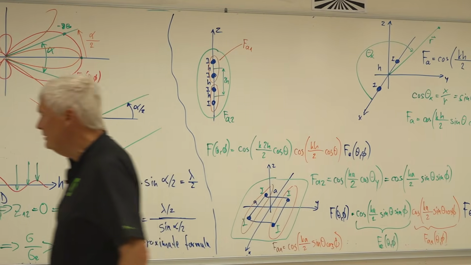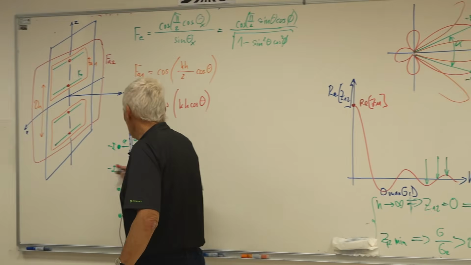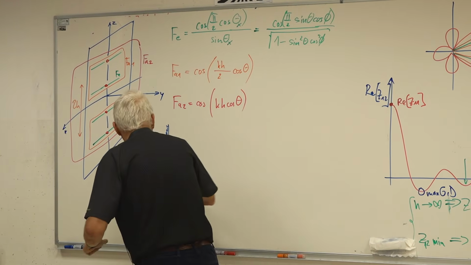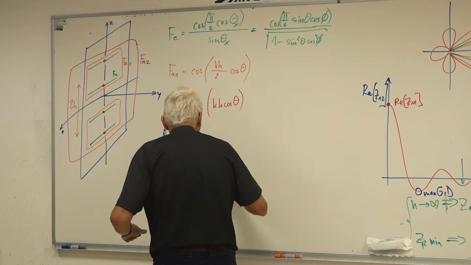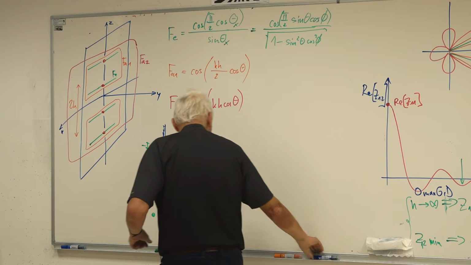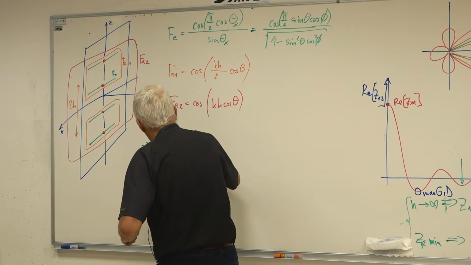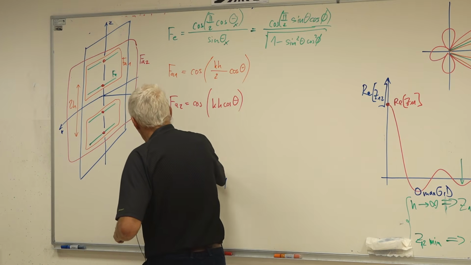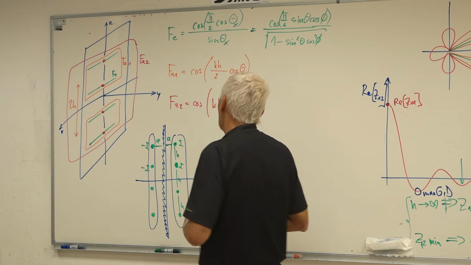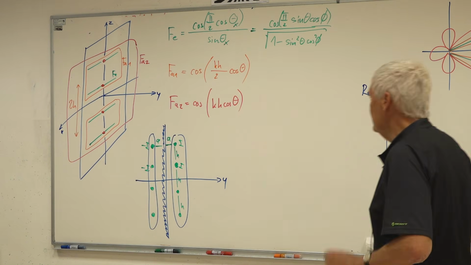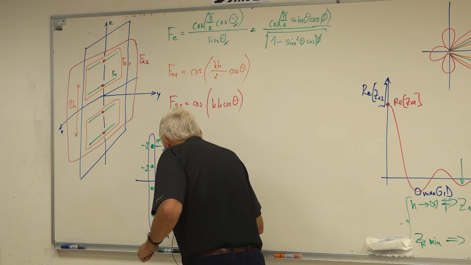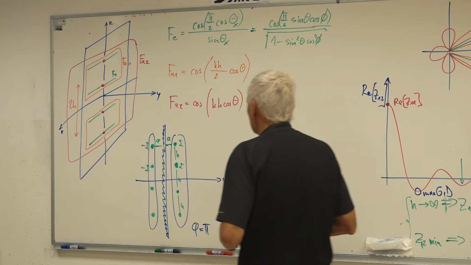And finally, we have an array in the direction y, because this a goes into the direction y. We have one array here, and its mirror image here. This is the mirror image at minus I, fed in the opposite phase. So what is the solution here? Now here the phase angle phi is equal to pi, because it's out of phase.